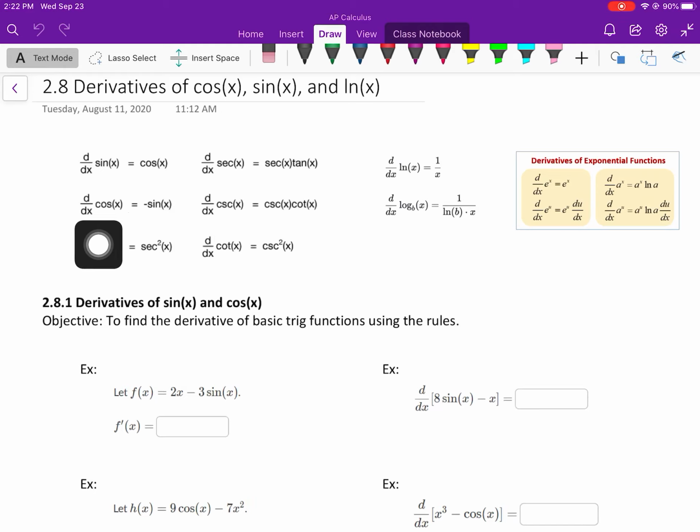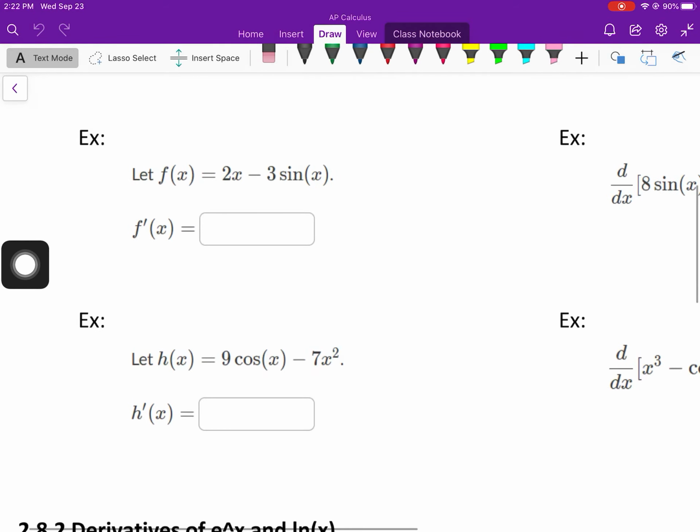And you got to be careful. Derivative of cosine is negative sine. That's the one you got to be careful of. So let's look at the first one. We're going to find the derivative of 2x, which is just going to be 2. And then derivative of sine is cosine. So it's minus 3 cosine of x.